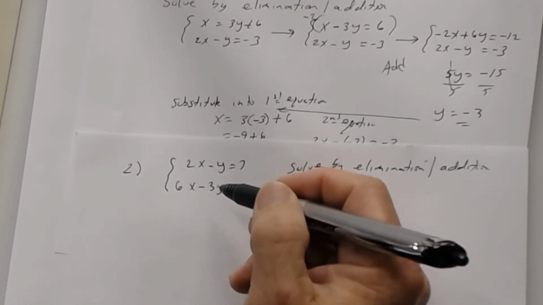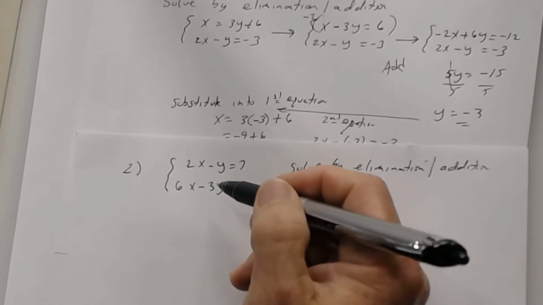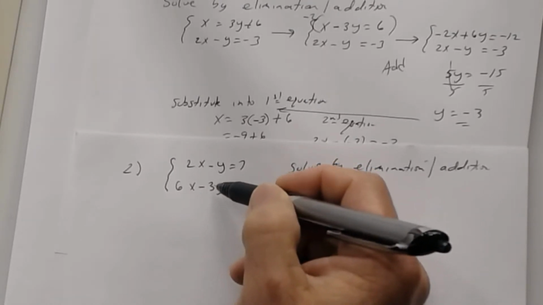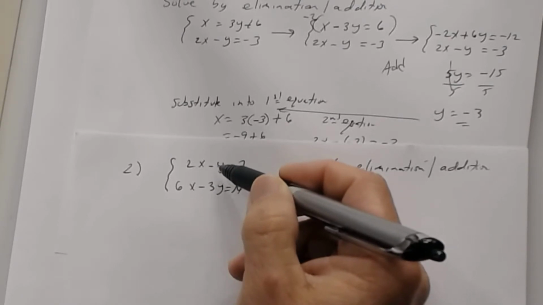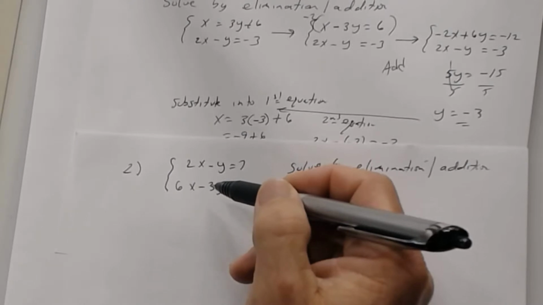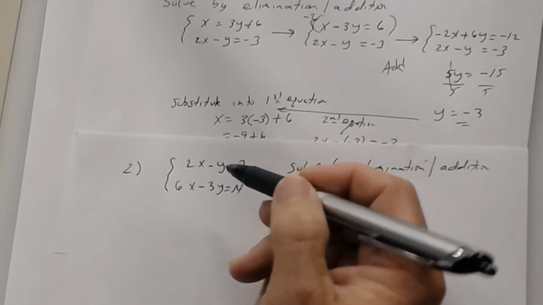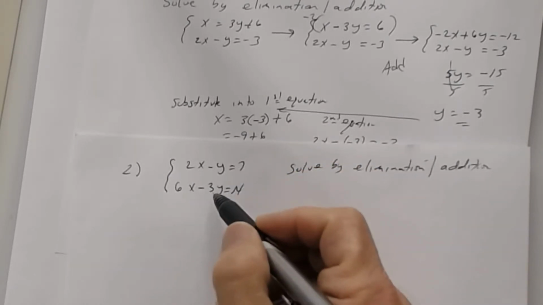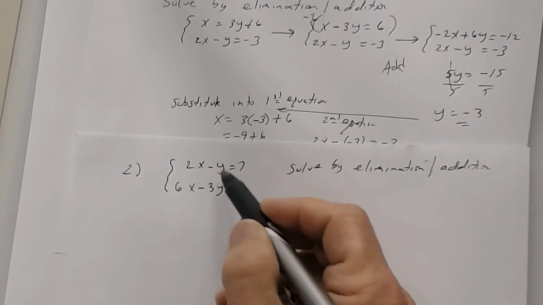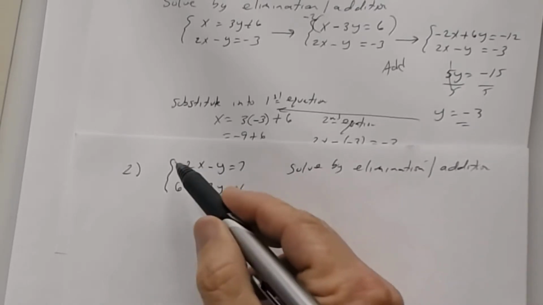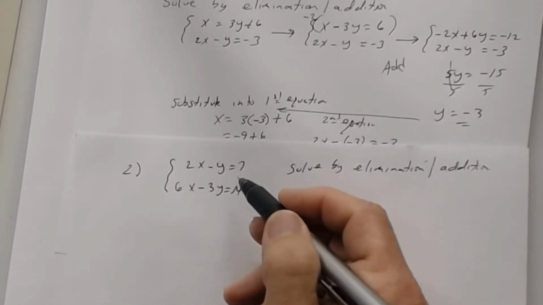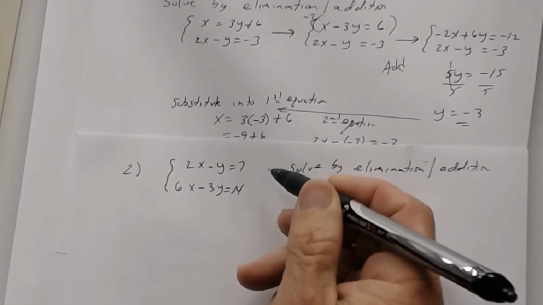What's the least common multiple of 1 and 3? 3. Okay, so since this is already a -3, I got to make this a 3, right? But they got to be opposites. So one has to be a -3, the other one has to be a +3. Well, since this is already a -3, I got to make this a what? +3. In order to make that a +3, I've got to multiply the top equation by -3. Not 3, -3.